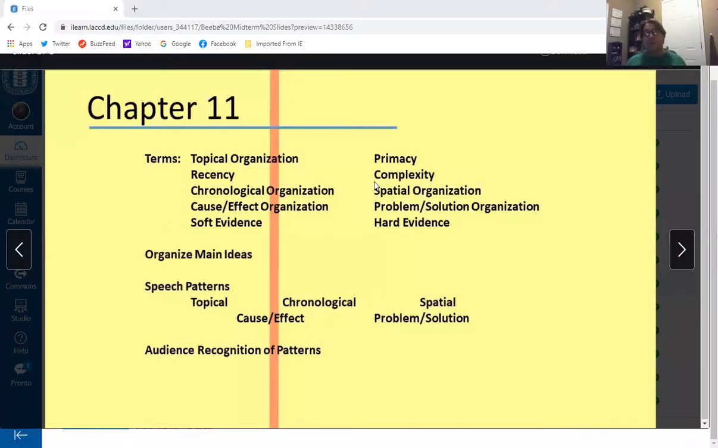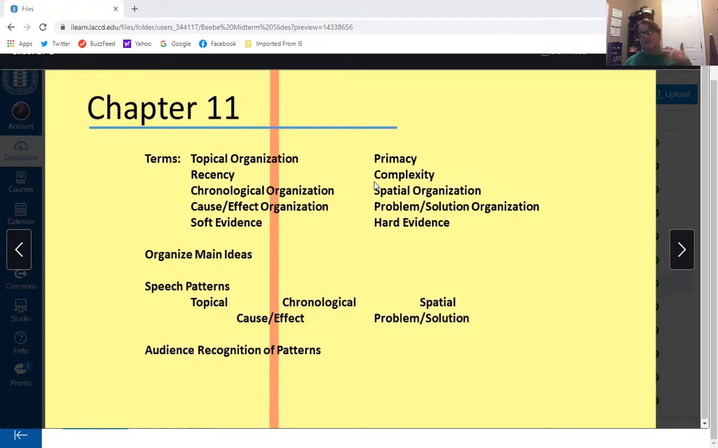So here we have the terms, the meat and potatoes of chapter 11, which is the different kinds of organizational patterns. The speech patterns that we're going to be covering are topical, chronological, spatial, cause and effect, and problem solution. I know the book writes out cause and effect, problem solution a little bit different than I do. It's the way I do it. Other books have done it that way too. So don't get confused if you see it different in the book. It's the same definition, all right?